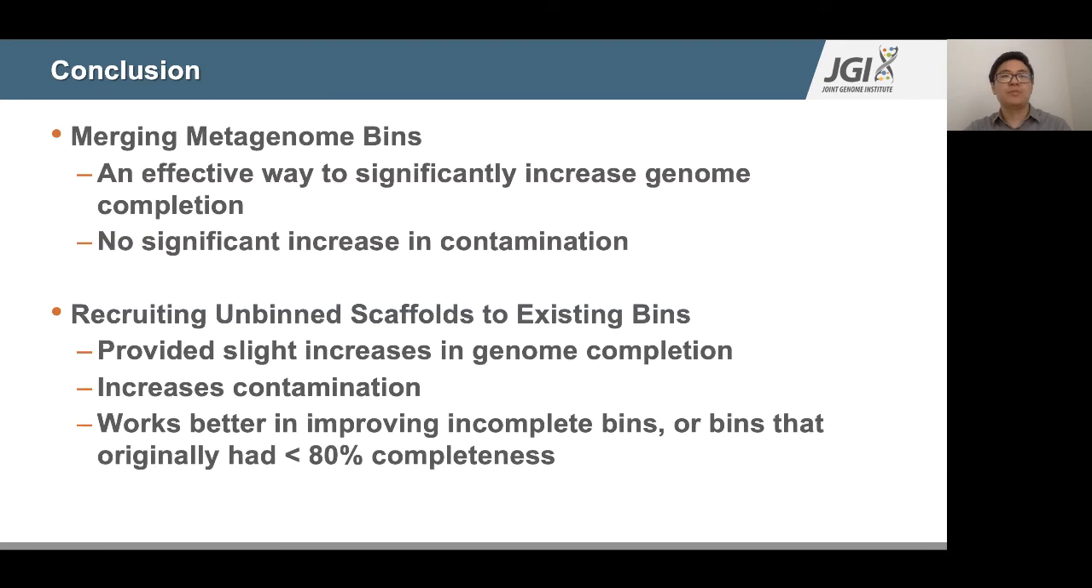In conclusion, merging metagenome bins is an effective way to significantly increase genome completion without causing a significant increase to contamination. Recruiting unbinned scaffolds to existing bins does increase genome completion, but also increases contamination. The increase in contamination seems to be less in incomplete bins.